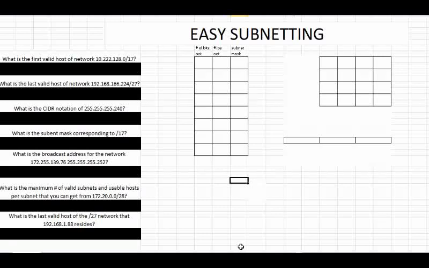Just going over how to answer some subnetting questions, kind of a quick, easy way to do it. I'm currently studying for my Network Plus exam. I have a few friends that are working on it as well. Some people brought up some questions.